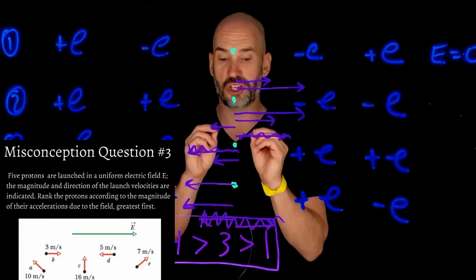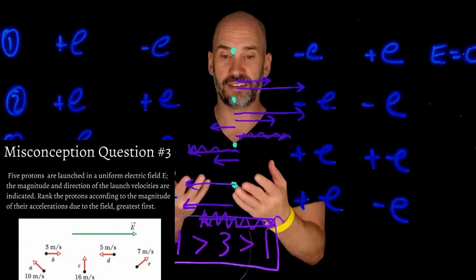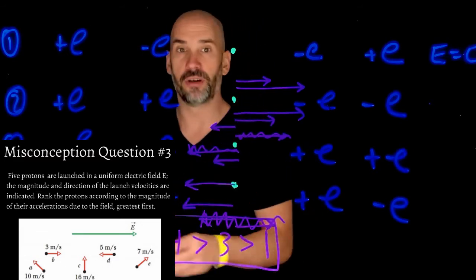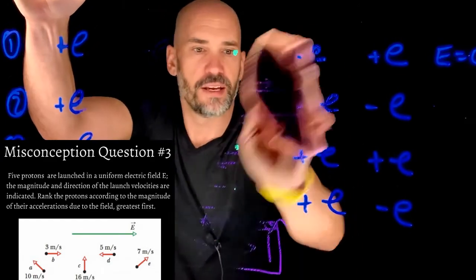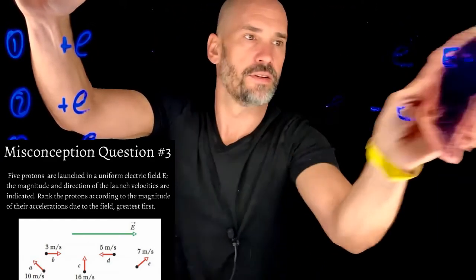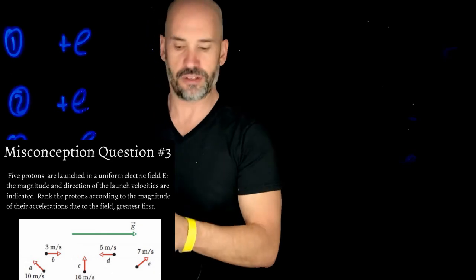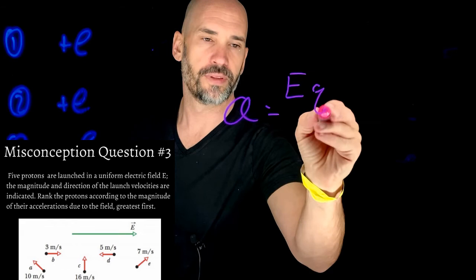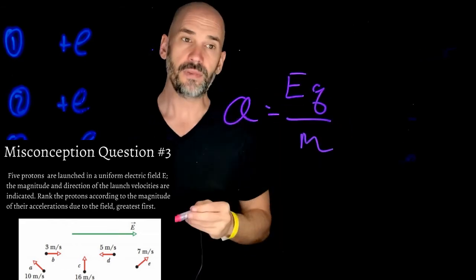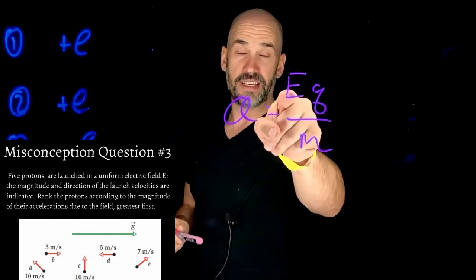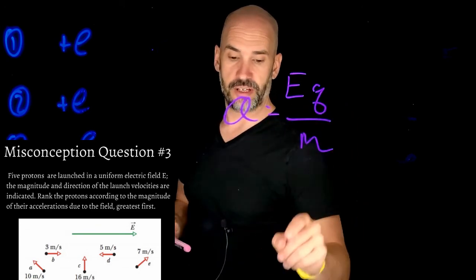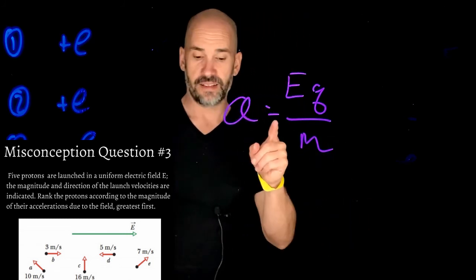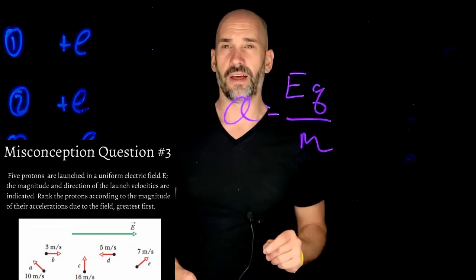The direction that the charged particles are moving, or what their velocities are, does not determine the magnitude of the acceleration. Remember, the magnitude of the acceleration is only determined by this one equation: acceleration equals EQ over the mass. So if E is constant, they're all the same charge and they're all the same mass, the acceleration will be the same for each. We did not let this question trick us, and for that, I'm very proud of us.